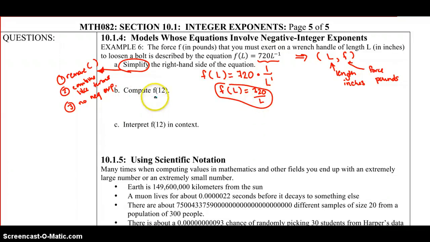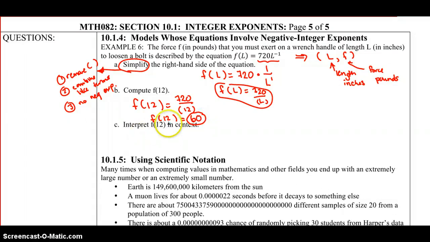So now we're asked to compute f of 12. So again, before we substitute for a variable, we're going to put parentheses around that variable. So this means we're going to get 720 divided by 12. And so 720 divided by 12, we get 60. So if we compute f of 12, we get 60.